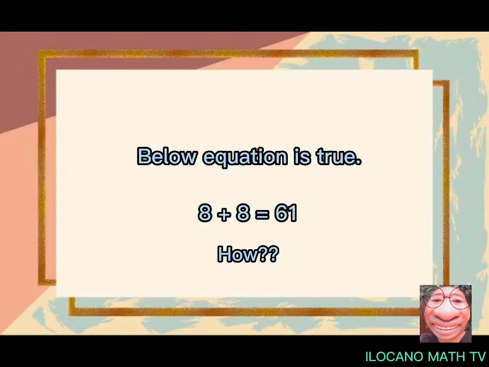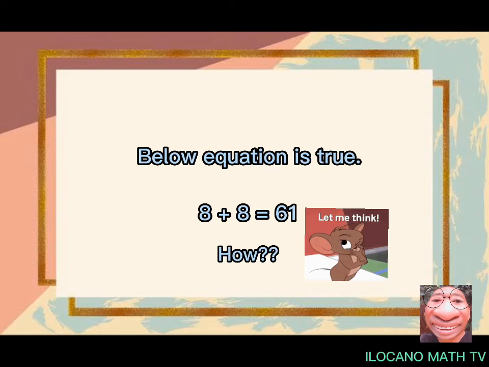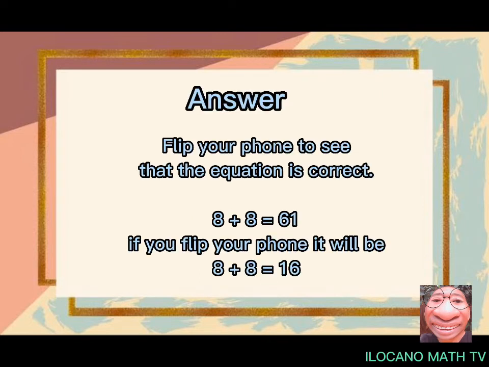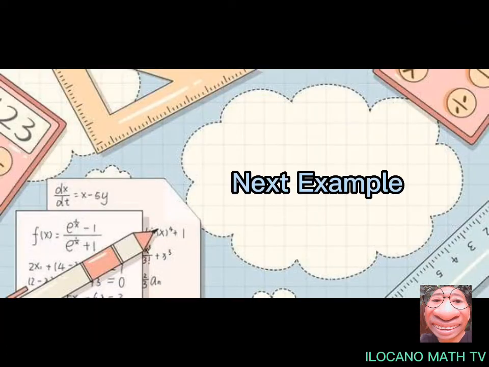The equation below is true. 8 plus 8 is equal to 61. How? Let's think. The answer: flip your phone to see that the equation is correct. 8 plus 8 is equal to 61. If you flip your phone, it will be 8 plus 8 is equal to 16.